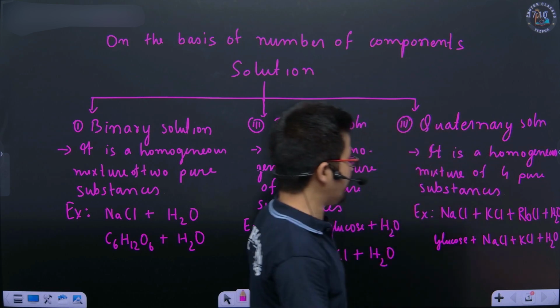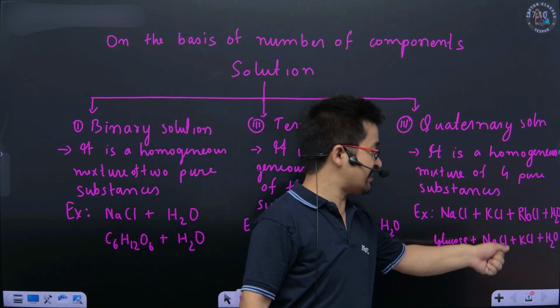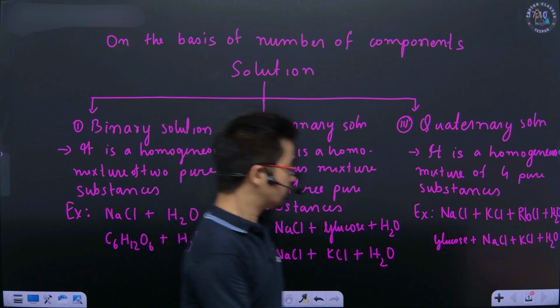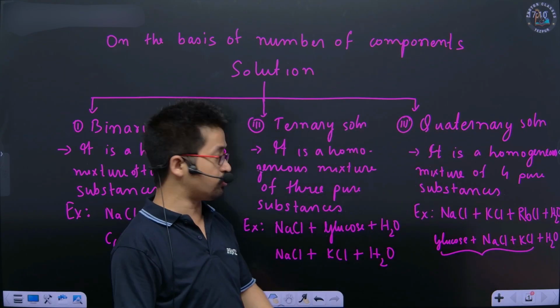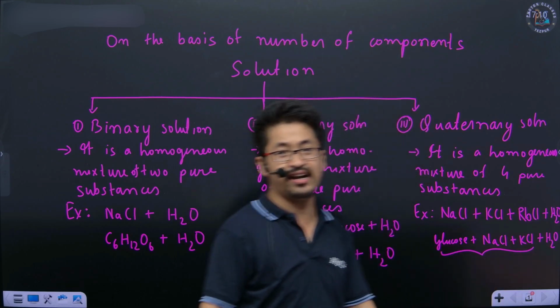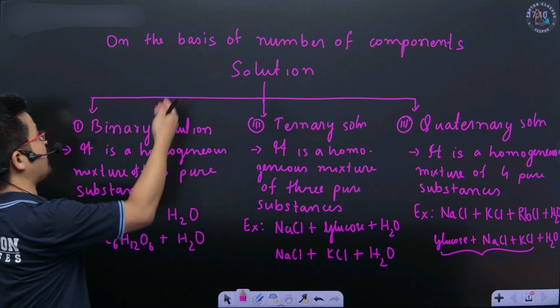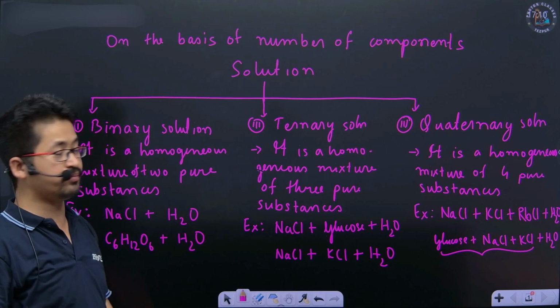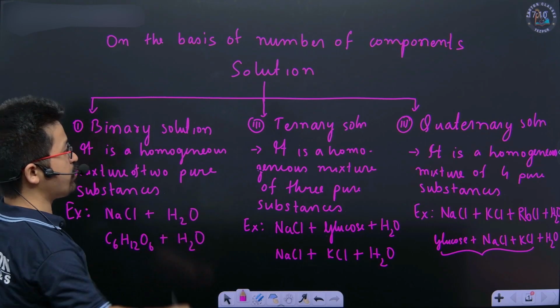Okay, so here also you can see 4 components: glucose, NaCl, KCl and water. Here glucose, NaCl and KCl will be the solutes in this solution, and water will be the solvent. Is that clear to everyone? So we will be classifying the solution on the basis of number of components in this way. We need not go beyond quaternary solution.